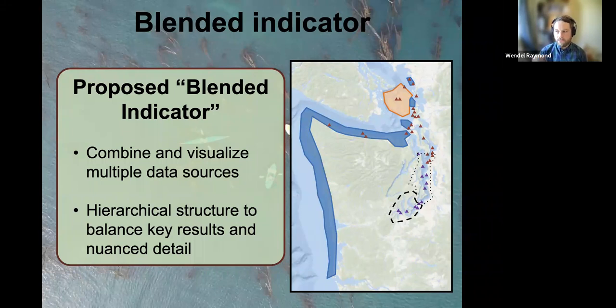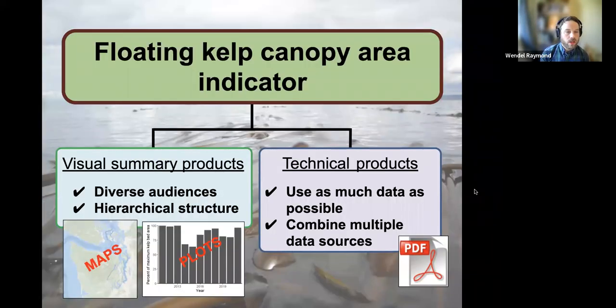Next slide. So the floating kelp canopy area indicator in our current proposal is split into 2 main parts. There's visual summary products and technical products. For the visual summary products, our goal is to be accessible to diverse audiences and present it in a hierarchical structure so that the bottom line, easy take-homes can be really clear and present, but also provide more detailed analyses and plots and information for those that are interested.